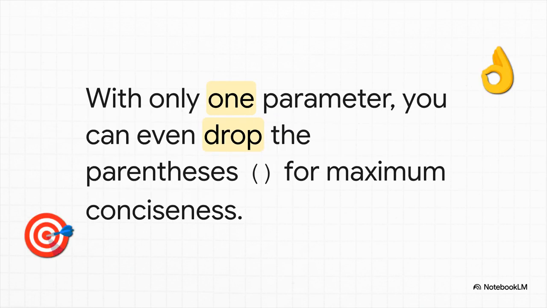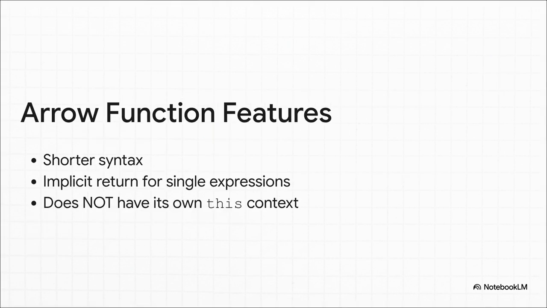And it gets even better. If you've only got one single parameter, you can even ditch the parentheses around it. I mean, look at that. It's so clean. This is really the ultimate example of how concise and elegant arrow functions can be for those simple one-off tasks. Okay, so let's recap.